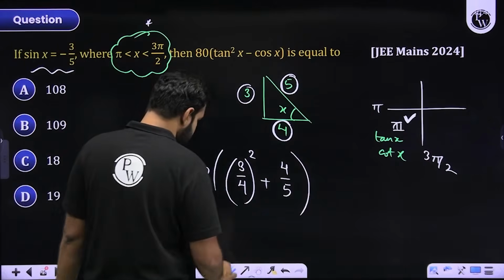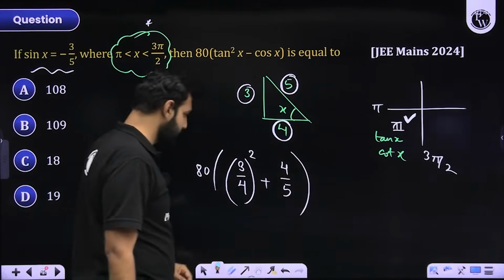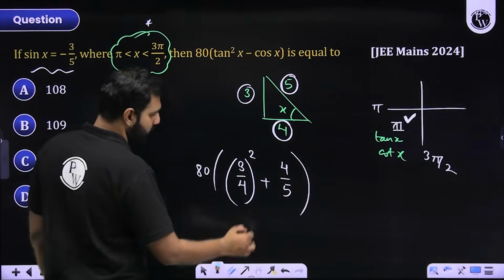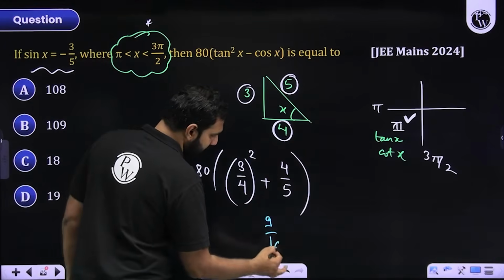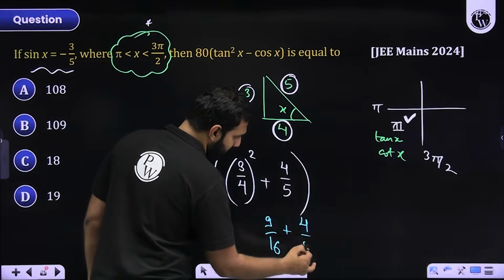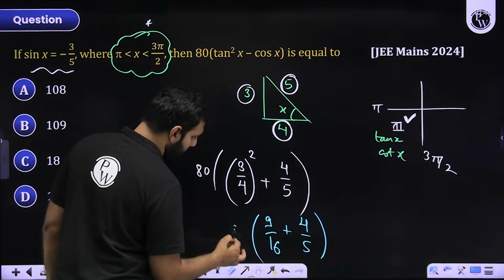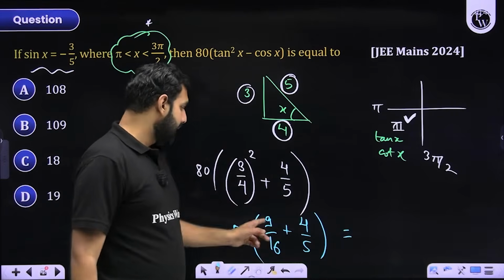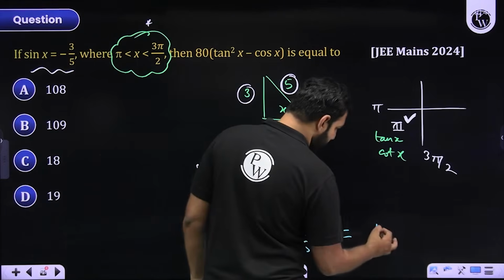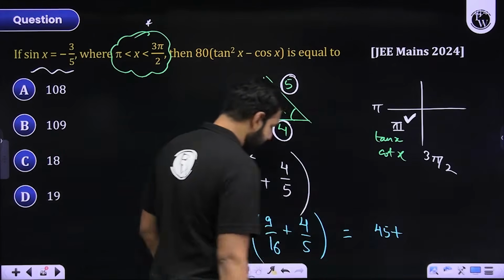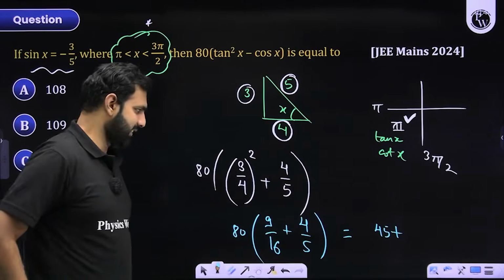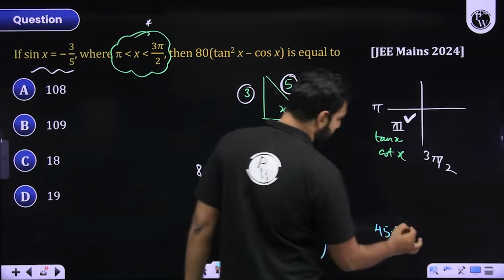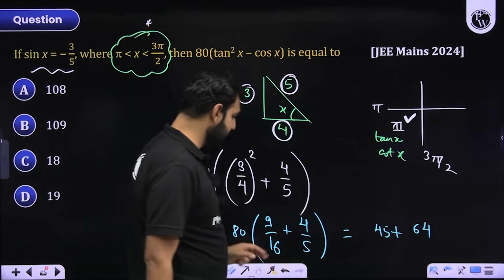Now, let me get back to this part. I hope the calculation is something which you all can do very easily. What is it going to be? 3 square by 4 is going to be 9 by 16. And this is going to be 4 by 5. I hope it's a very simple task. So here, 9 into 5 is going to be 45 plus 16 into 4 is going to be 64. I hope there is no hesitation or doubt in that. Divided by 16 into 5, which is 80.